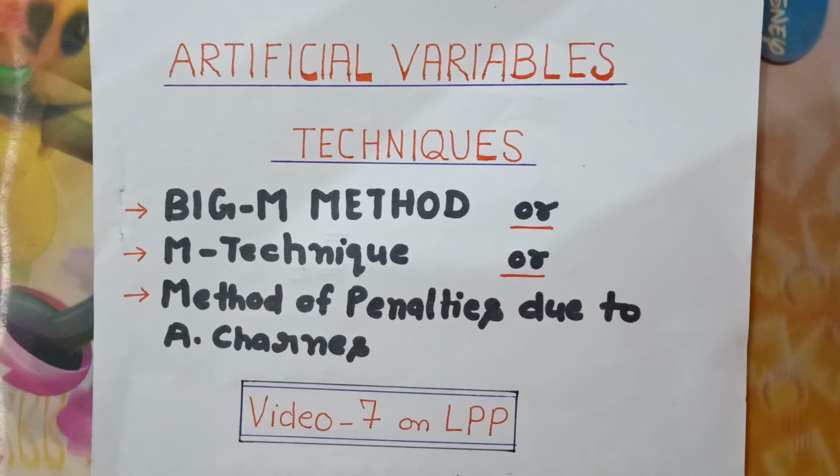In this video, we will study the artificial variable techniques of the simplex method to solve linear programming problems. We have chosen the Big M method for solving the linear programming problems. This method is also called the M technique or method of penalties due to Charnes. Okay, so let us start with this new topic.